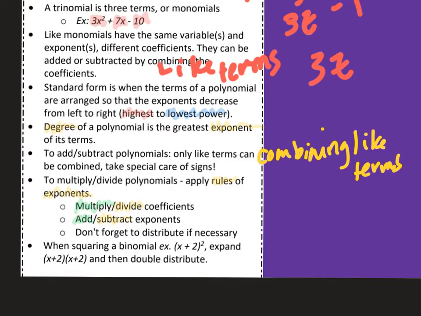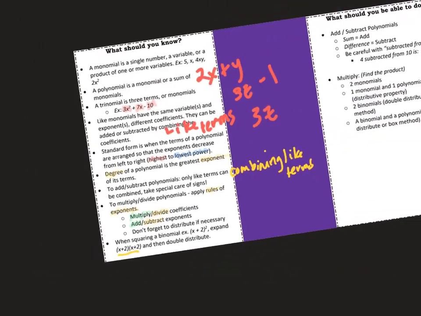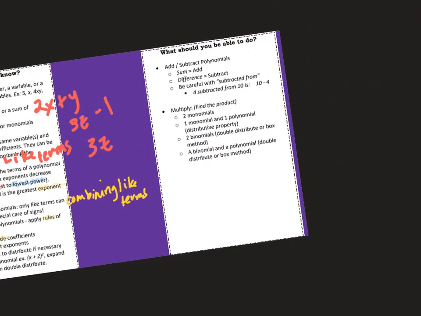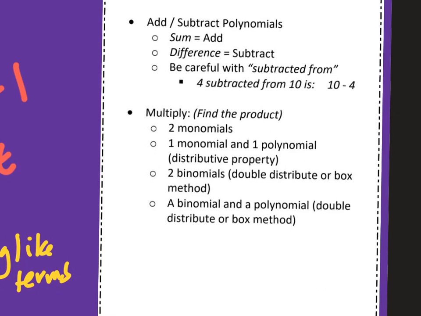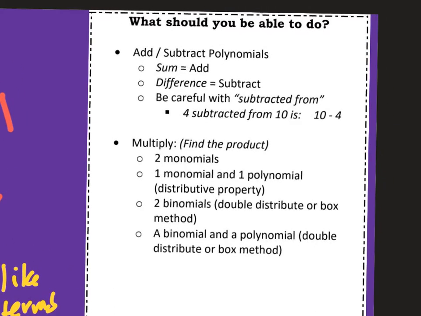And don't forget to distribute if necessary, right? And then when you're squaring a binomial, this is actually the same as just expanding out to where you're multiplying the expression by itself. So you can use some of the methods that we learned about with multiplying polynomials, right? So some stuff that you should be able to do is adding and subtracting polynomials by combining like terms, right? We're going to stress this over and over again because this is what most of those questions look like, right?